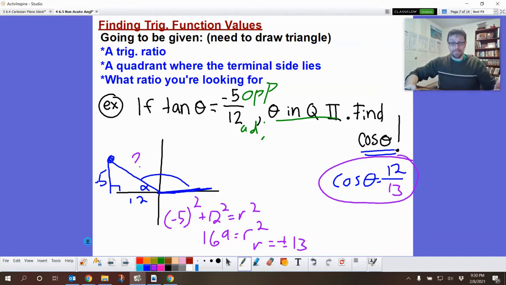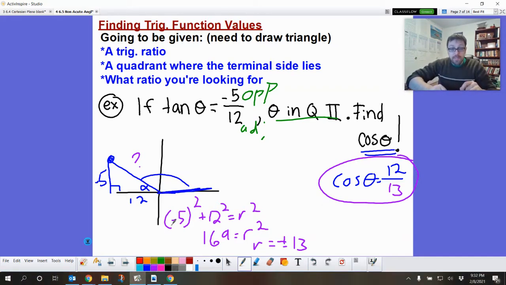All set. Neat. Isn't that kind of neat, where you get little puzzle pieces? So you identify the quadrant, done. Oh, that's opposite and adjacent. Who am I missing? Oh, I just need the hypotenuse. If they had asked me for cotangent, I could have just flipped this thing and been done.